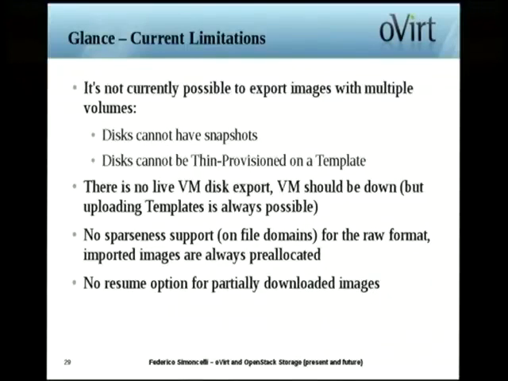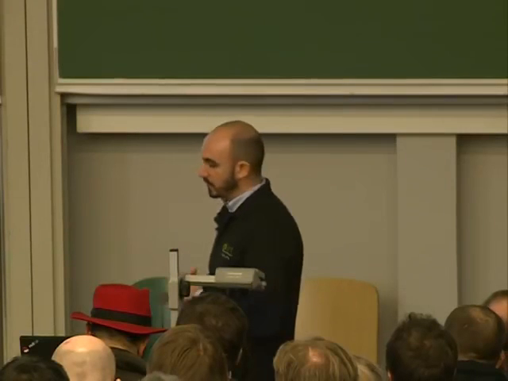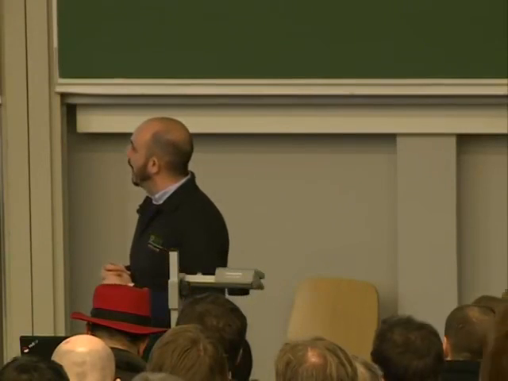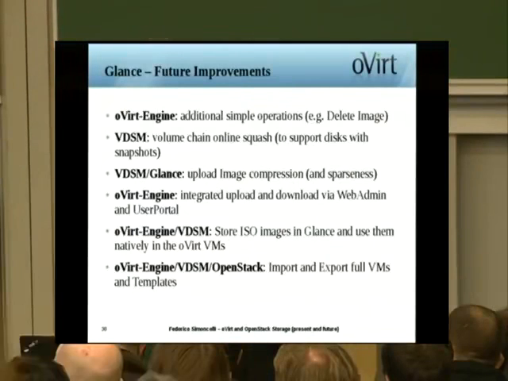So we are moving now to the future. In fact, these are the ideas for the future improvements of Glance. We can add a few simple operations like deleting images, chain online squash, that is what I was speaking about, to support disks that have a snapshot, upload image compression to save bandwidth, and also support sparseness probably.